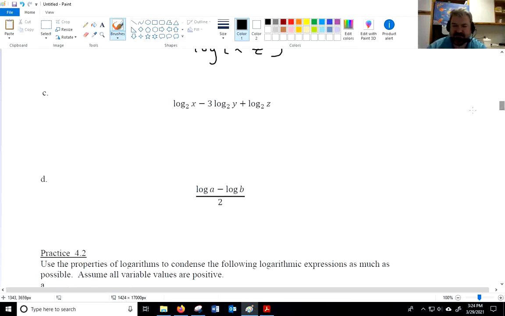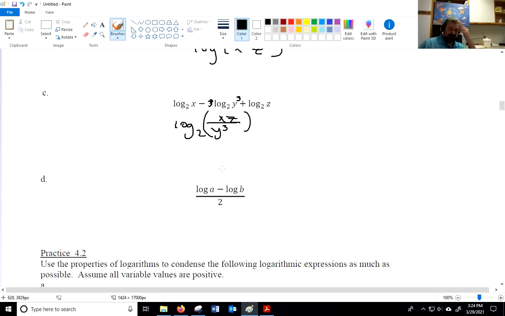Okay, let's take a look at the next one. The log base 2 of x, that 3 goes up on the y, but because it's subtracted, I get y cubed down here. Then the next one is plus log base 2 of z. Well, that's going to go up here in the logarithm because this log base 2 of y was subtracted, but the log base 2 of z is added, so it goes on top.